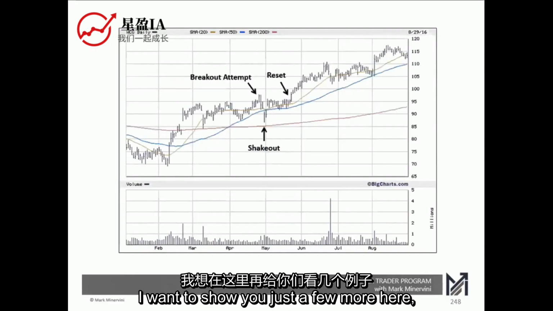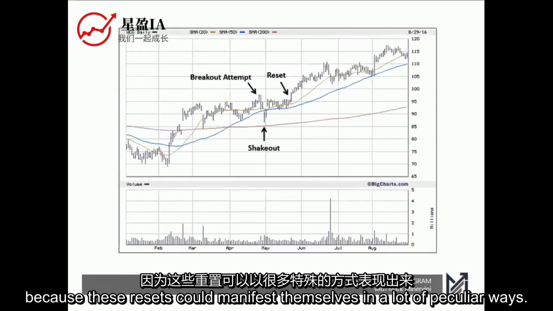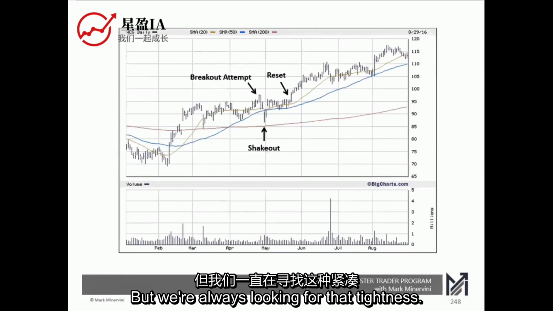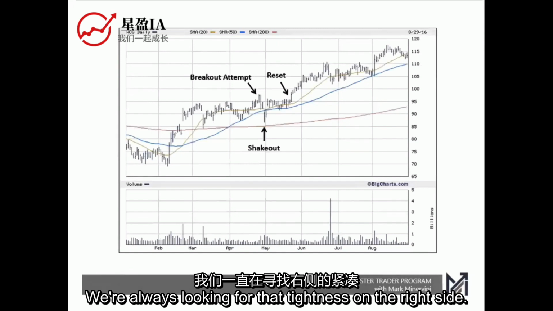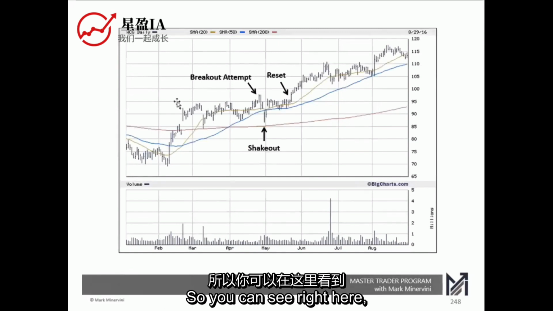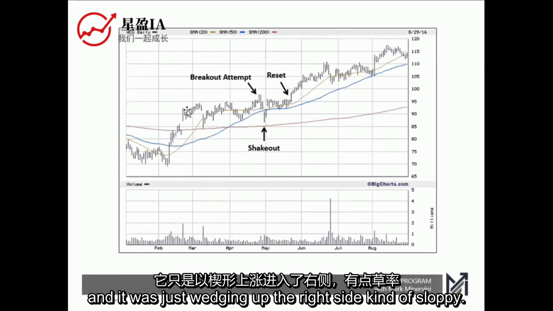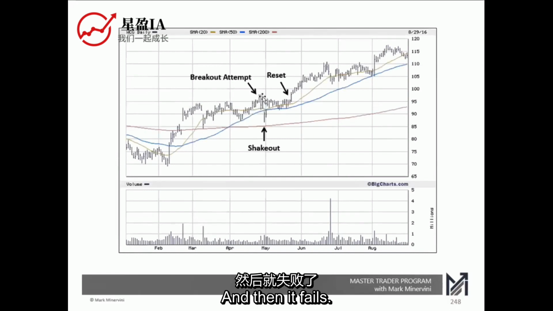I want to show you just a few more here, because these resets could manifest themselves in a lot of peculiar ways. But we're always looking for that tightness. We're always looking for that tightness on the right side. So you can see right here, we had a breakout attempt, and it was just wedging up the right side, kind of sloppy. And then it fails.